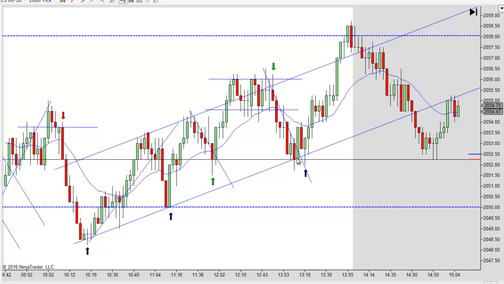And then where does it bounce here? The only reason the signal bar is not very good here. This is a pretty good signal bar. So you could have actually had this one as green.